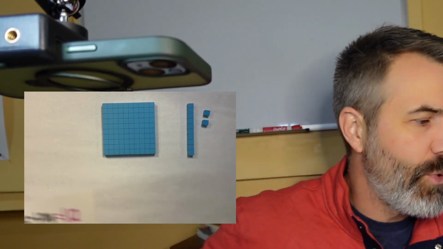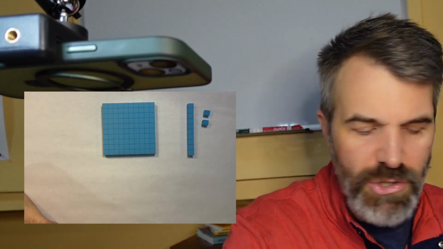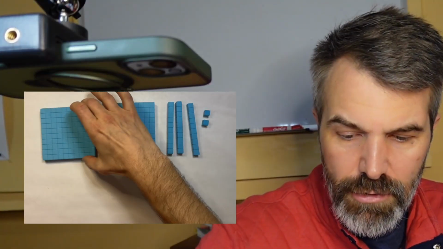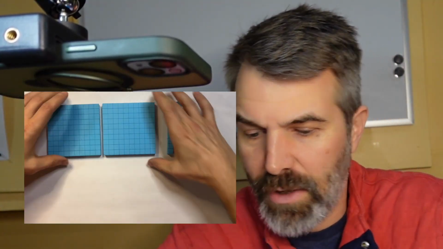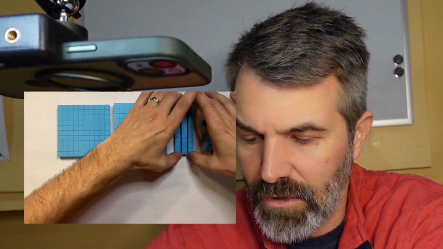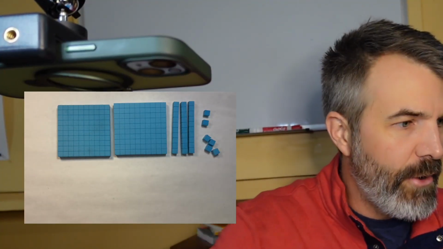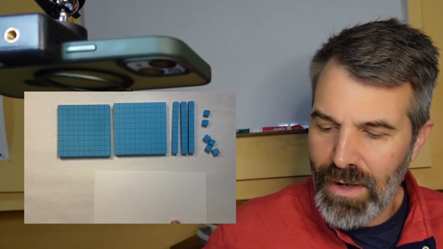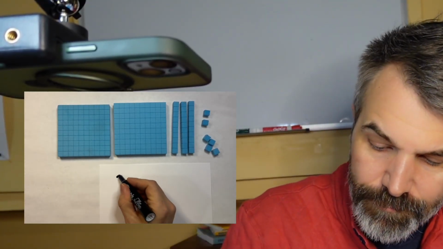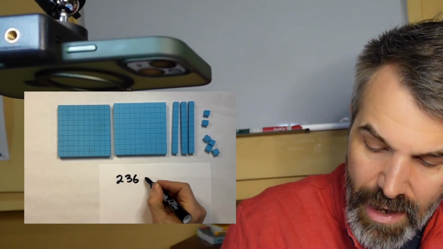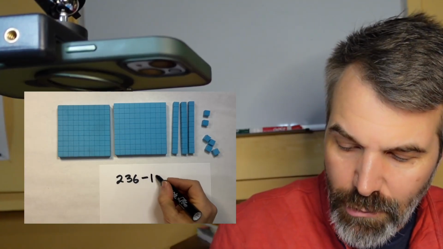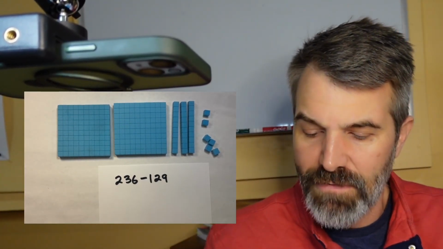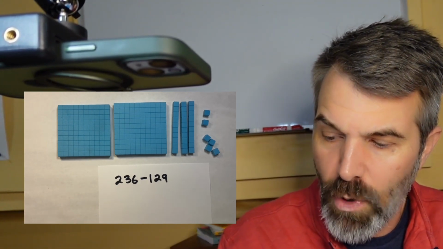So let's go back to our 236. I'm going to set my 236 up. So here's 200. Oh, that's 100. Here's 236. And last time I subtracted 124. But what if I wanted to subtract something a little bit different? What if I wanted to take 236 and subtract 129? Now, some of you knew I was going to get there. Some of you knew I was going to this place. But if you didn't, that's totally fine. So here's 236 minus 129.